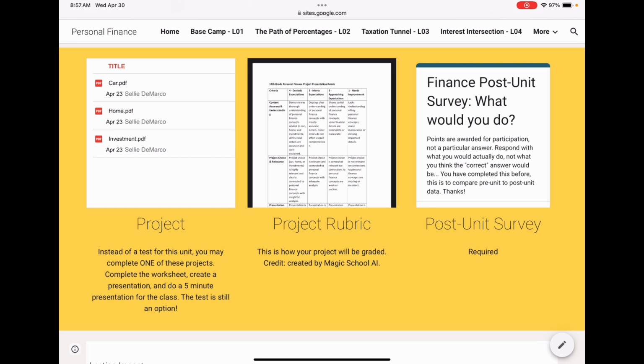And instead of an exam, if they would like to research, like say a car they would like to purchase, research some possible loans that they could get right now and explain to me why they would go with a certain loan, which car they would like, similar activities for home or investment. So I'm just asking them to choose just one of them, to create a little presentation that they can share with the class.